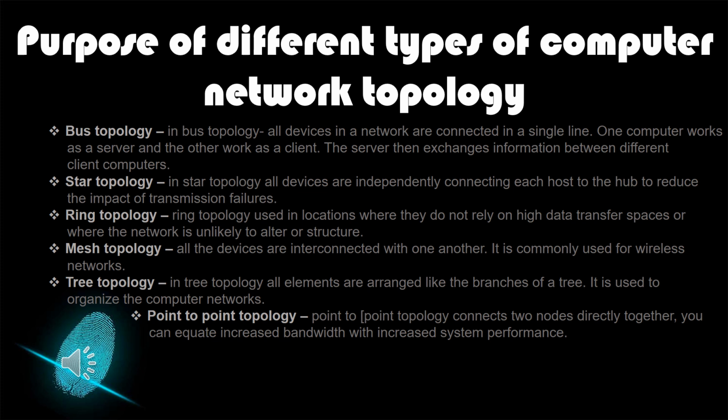Each topology has a different purpose. Bus topology, all devices share one line. It's cheap but slow. Star topology, devices connect to a central hub. It's more reliable. Ring topology, data moves in a circle. It can be fast, but one issue can affect all. Mesh topology, every device connects to others. It's strong and used in wireless networks. Tree topology, a mix of star topologies in a tree shape. It's used for large networks.